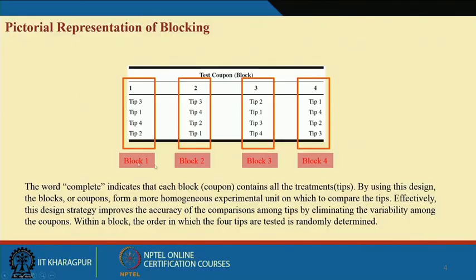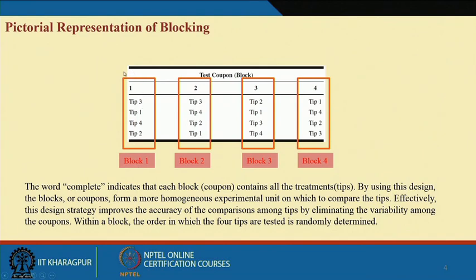You create test coupons maybe from a homogeneous set of the sheet metal, and suppose you prepare 4 test coupons from a homogeneous set, that is block 1. From a second homogeneous set, another 4 test coupons, from a third homogeneous set another 4 test coupons, and then in each homogeneous set use all the tips and assign the tips randomly, definitely. So, then what will happen? You will have a pictorial representation of blocking like this.